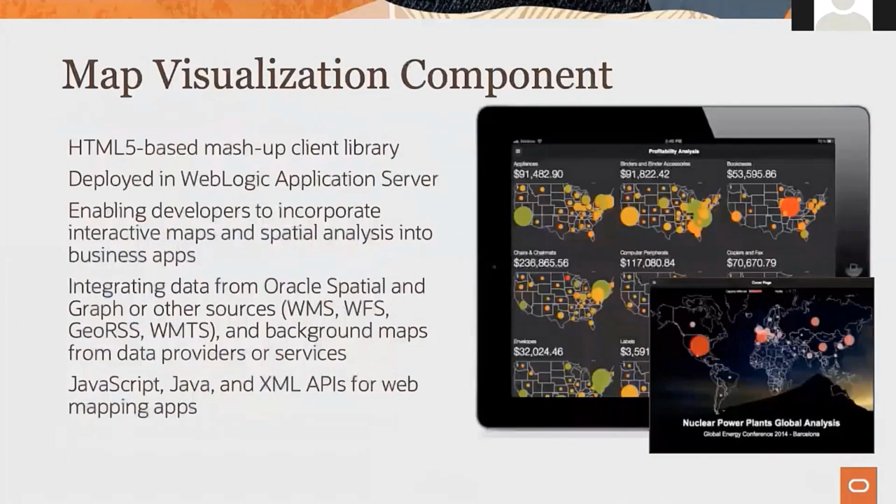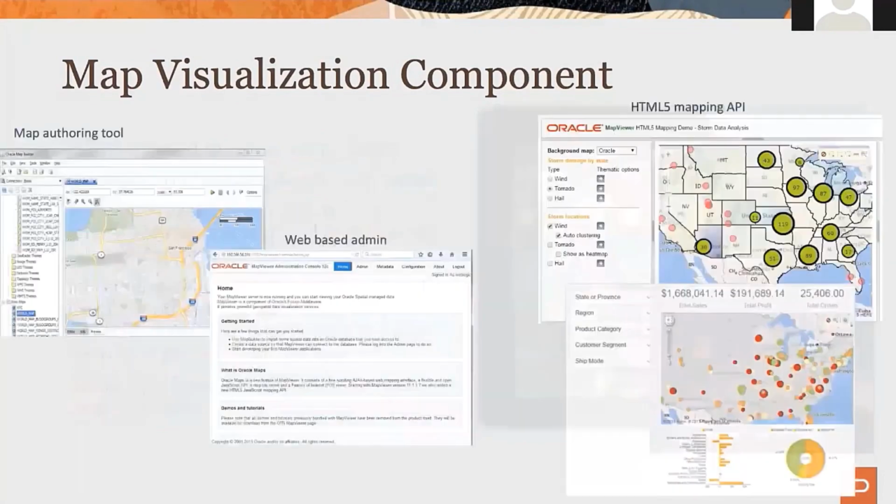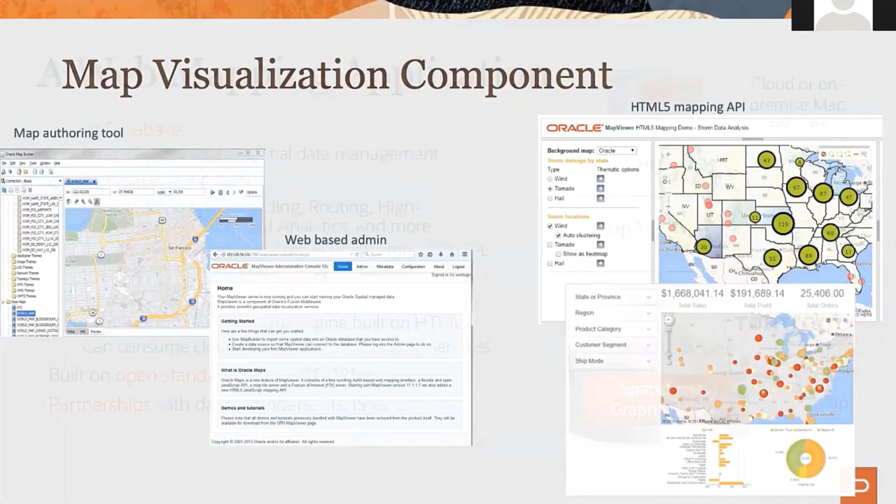Spatial also includes a map visualization component. Some of you may have heard of Oracle Map Viewer, which is what this is now called. It's a feature that ships with Spatial, and it's a map server and JavaScript client for high-performance map visualizations in web applications and in mobile. It comes with both the map server and the client, but also a map authoring tool to define map layers and styles to look and feel in a web-based administration console, and allows you to create really nice looking, highly interactive web-based mapping apps.